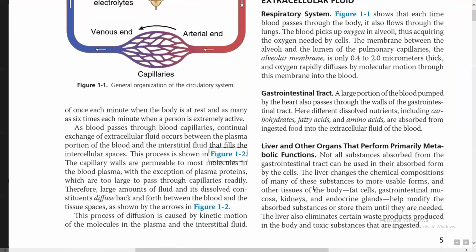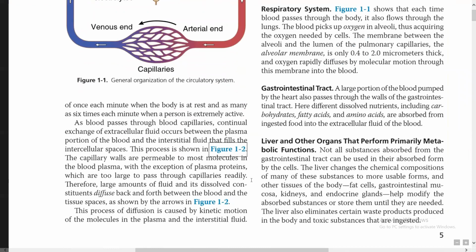Okay, so the capillary walls are permeable to most molecules in the blood plasma, with the exception of plasma proteins. Only plasma proteins cannot pass because they are too large to pass through capillaries. Therefore, a large amount of fluid and its dissolved constituents diffuse back and forth between the blood and the tissue spaces, as shown by the arrows in figure 1.2 that we have already discussed.